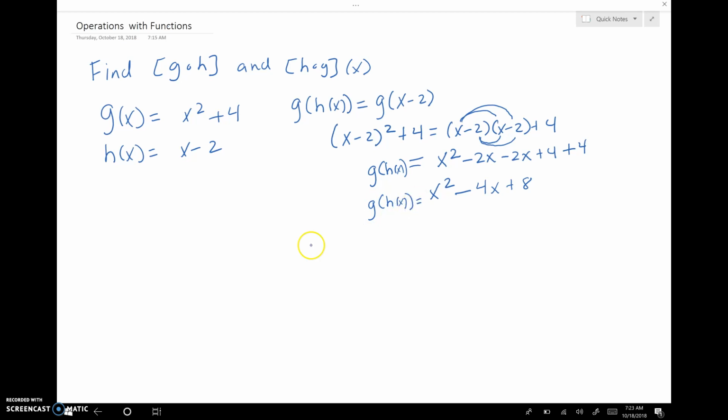Now we have to find h of g of x. So now our input will be g of x. So we have h, and our input is g of x, which is x squared plus 4. So now wherever we see the value x in h, we're going to substitute x squared plus 4. So we have x minus 2. So we have x squared plus 4 minus 2, which leaves us with x squared plus 2, since 4 minus 2 is 2.